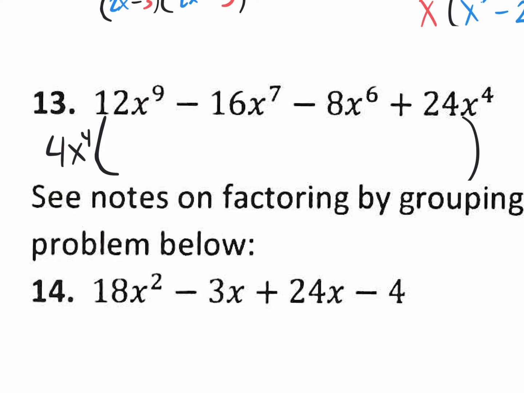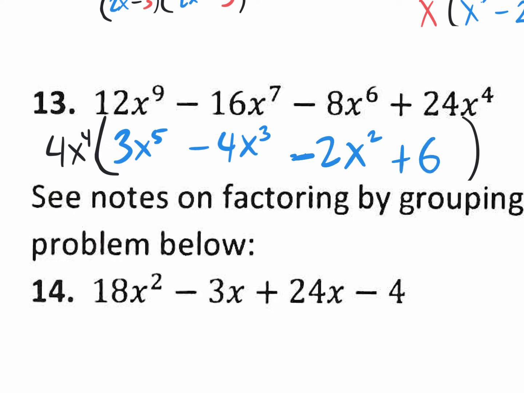4x times what gets us 12x to the 9th? 3x what? 3x to the 5th, okay. And then the next term? Negative 4x to the power of 3, that's right, because 4 times negative 4 gets you the negative 16, and 4 plus 3 gets you the 7. How about the next one? Minus 2x to the second power. And last but not least? Positive 6. No need for x's.